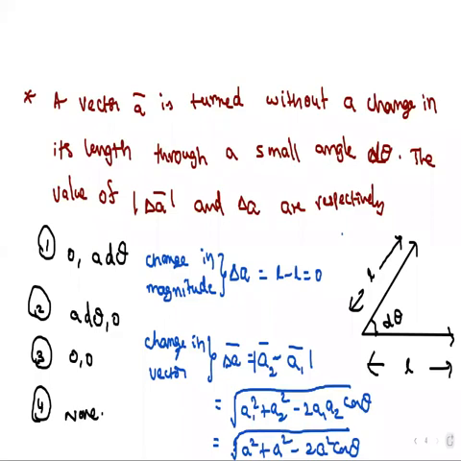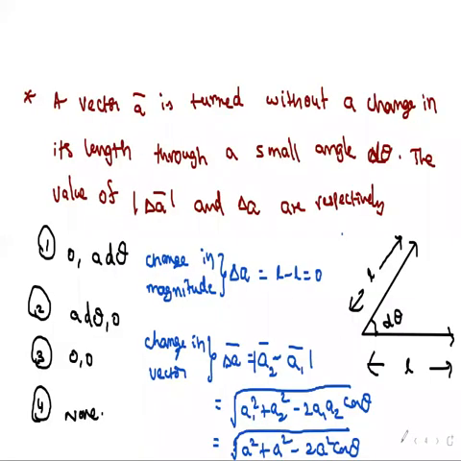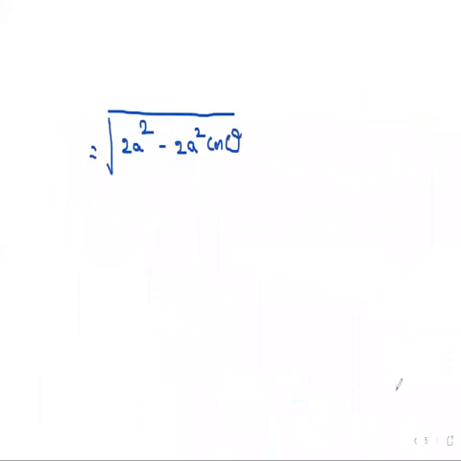Okay, now I will write in the next page. And this is equal to root over A square plus A square, which can be taken as 2A square, minus 2A square cos theta. And the options are given in terms of delta theta, like it is given. So cos delta theta actually. Now you can write here, this is equal to, what remains common here is 2A square. If 2A square is common, you can write it into 1 minus cos theta.